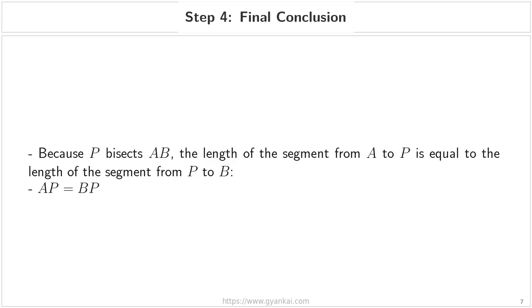This means that the length of the segment from A to P is perfectly equal to the length of the segment from P to B, which we can write mathematically as AP equals BP. This symmetry is the key piece of information we'll need when we move into our practical example in the next slide.